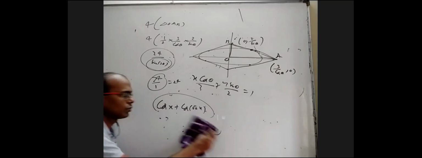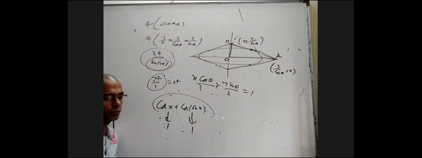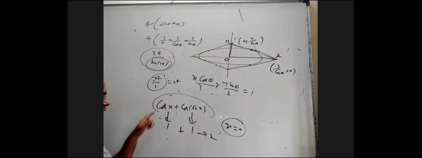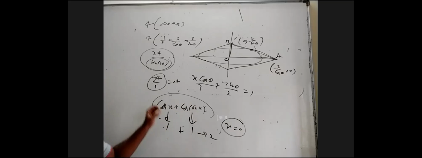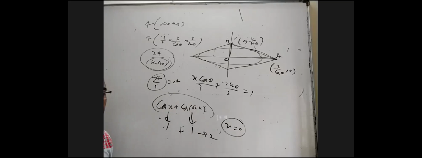So cos x alone, maximum value is 1. Cos root 2x alone, maximum value is 1. Total maximum value is 2. And that is attained only at x equal to 0. For the first one, where it becomes 1 is 2 pi, 4 pi, 6 pi. For the second one, where it is attained is root 2 pi, 2 root 2 pi, 3 root 2 pi. There is no common element where they can attain 1 simultaneously. So only at 0 it is 2, everywhere else it is less than 2. So that is exactly the question.